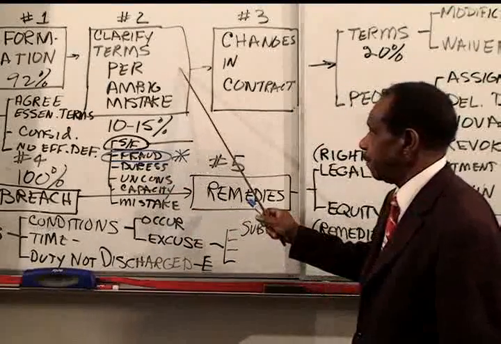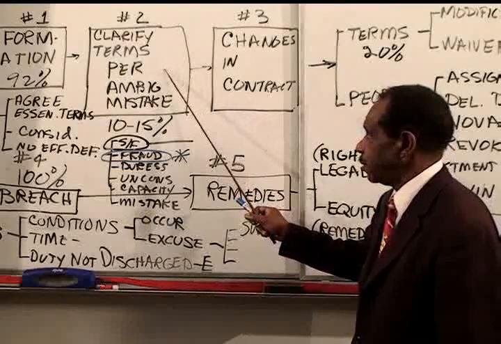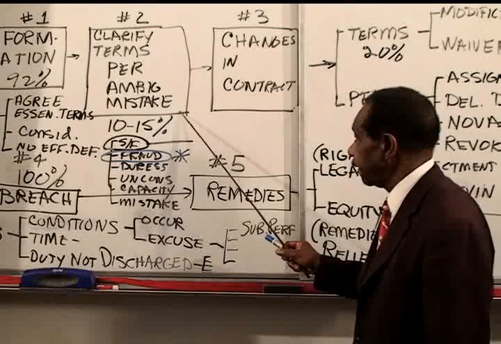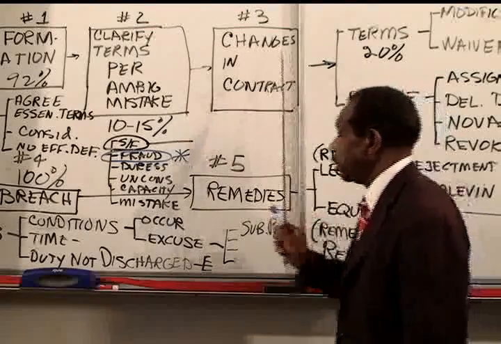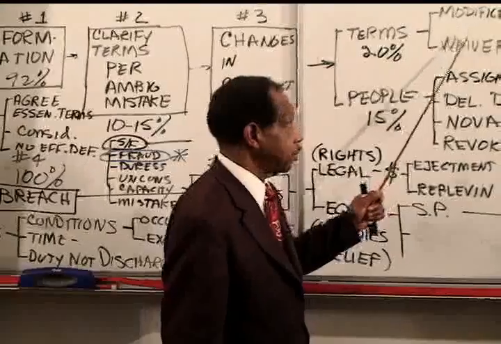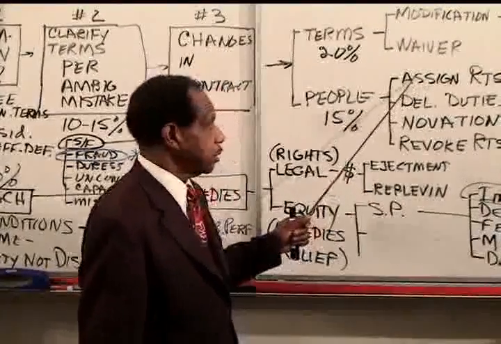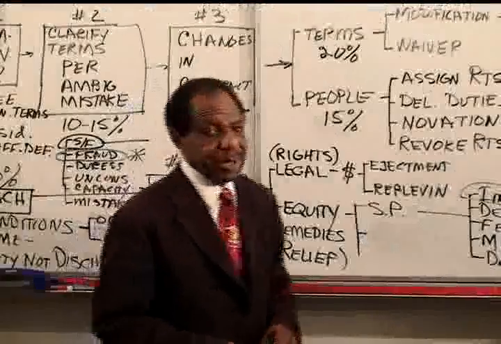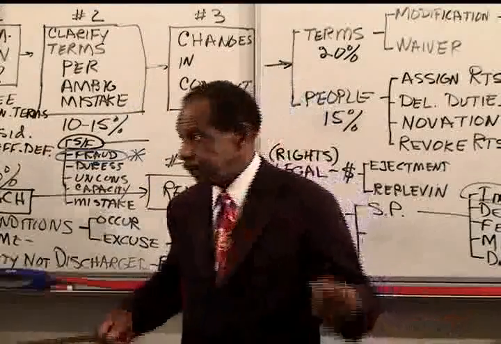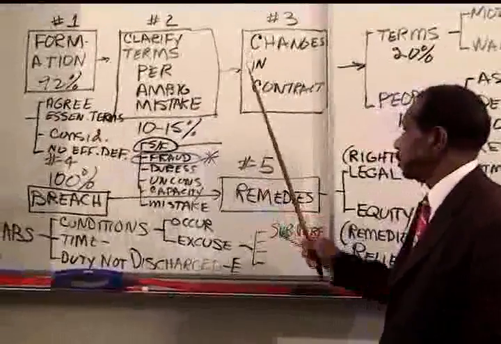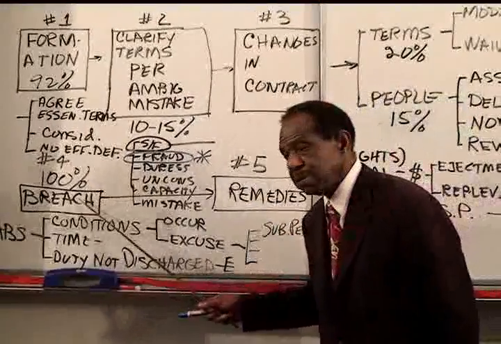They did not have any problems with parol evidence rule, ambiguity, or mistake. Changes. They did not attempt to change the contract in any way. There's no attempted modification or waiver. They didn't assign, there are no third-party rights involved. So far we've formed the problem, formed the contract, nothing about clarifying terms, nothing about changing terms. Now comes the breach.